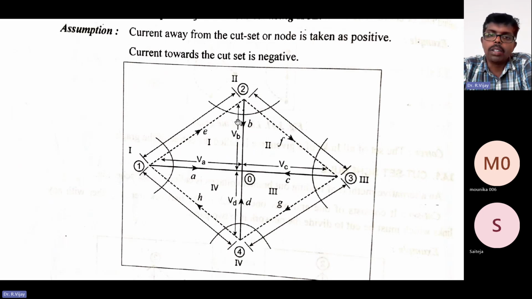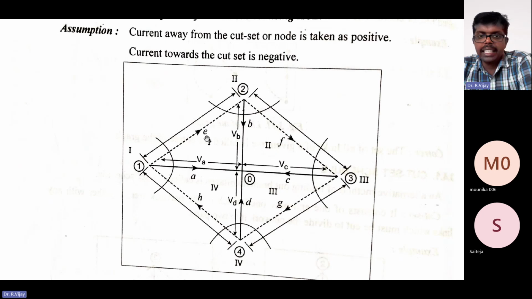Okay, you may get the doubt: why here E? Why here F? Why here G? Why here H? So first you need to mark this A. From the node number 1, A; node number 2, B; node number 3, C; node number 4, D, away from the node. And then with reference to node number 1, in the clockwise direction.